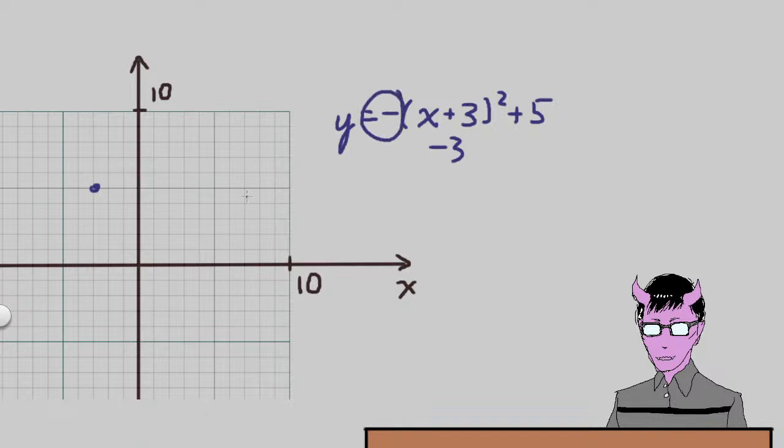Do we follow typical parent movements from the vertex? No, we have a negative value. So instead of being a 1 to positive 1 movement, it's 1 times negative 1, so negative 1 movement. So instead of being a 2 to positive 4 movement, it's a 2 to negative 4 movement. 1, 2, 3, 4. Here. So again, positive 1 to negative 1 movement, positive 2 to negative 4 movement from the vertex, 3 to negative 9 movement. And connect this as smoothly as possible.